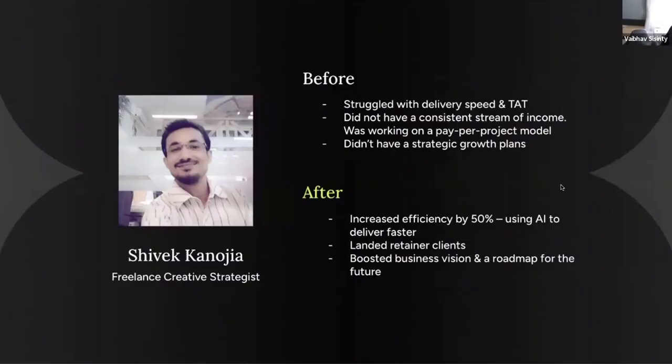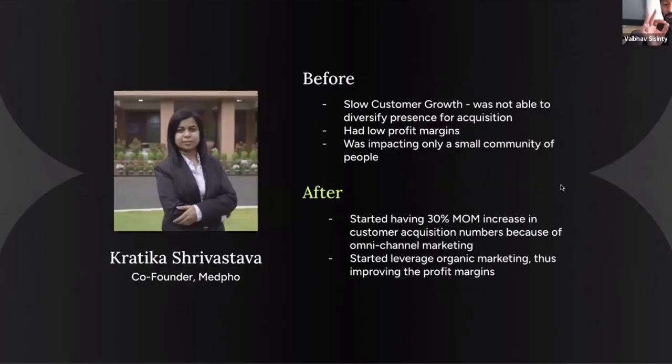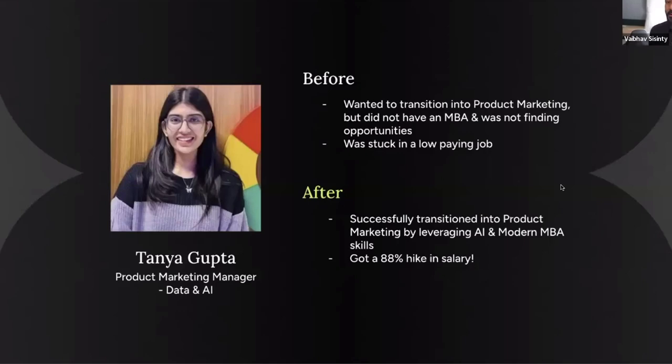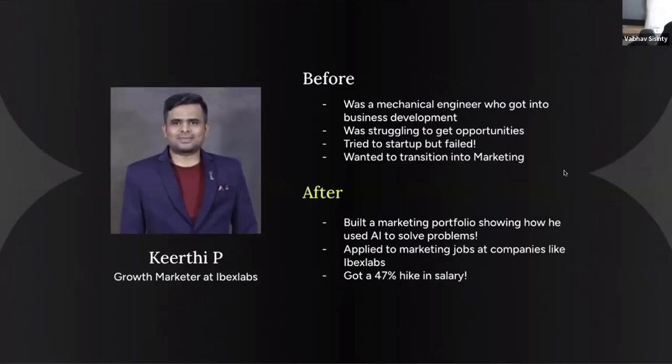Or someone like Kratika. Kratika has a business growing 30% month on month. So every month, her business is growing 30% because of AI, organic marketing, and everything that she has figured out to do in this AI first world. Or someone like Tanya, who got like a freaking 88% hike, obviously, right? Very few people have the skills of AI. When you have the AI skill set, it gives you an unfair advantage and a ladder for you to climb because companies are looking for people like you. Or someone like Kirti, who got again a big, nice fat hike of 47% as he jumped.